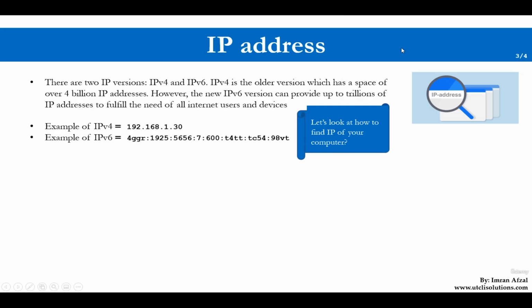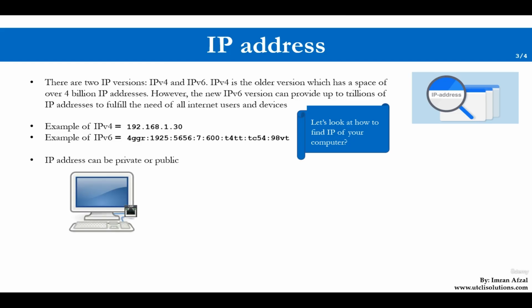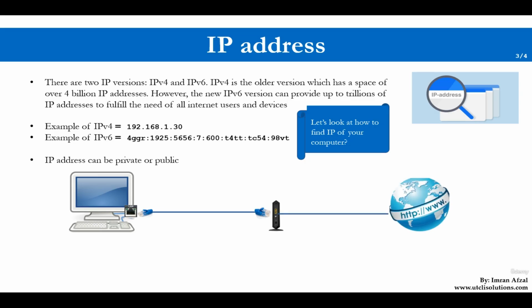All right, moving back to our slide. An IP address can be private or public. Meaning you have a computer that connects to your modem, which connects to the internet or your service provider. From the modem to your home devices, everything is given a private IP, and usually it is like 192.168.1.x. But in the outside world, there's another IP assigned to your computer, and that is called the public IP.